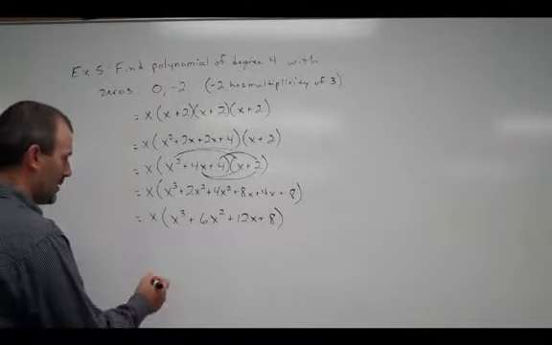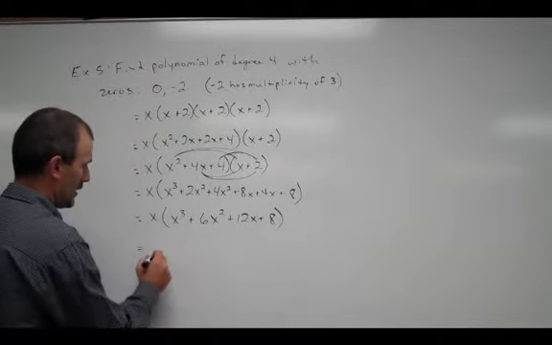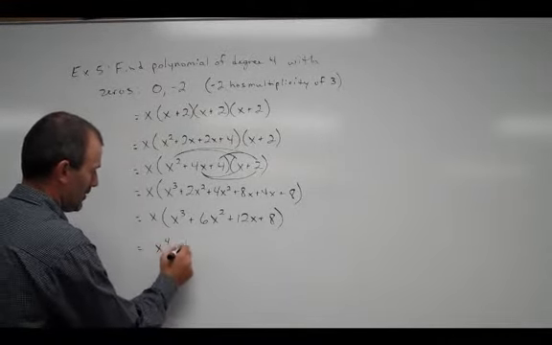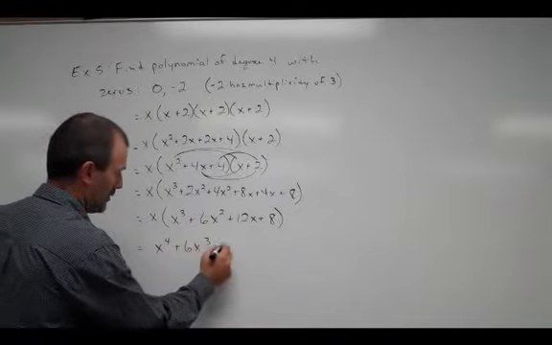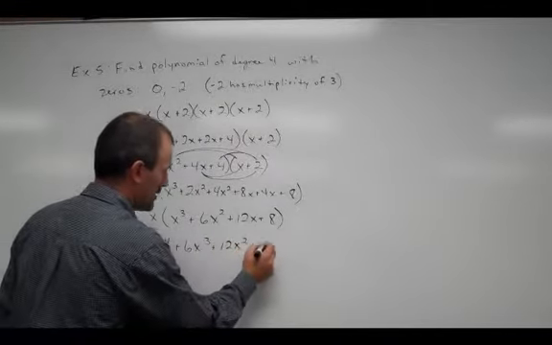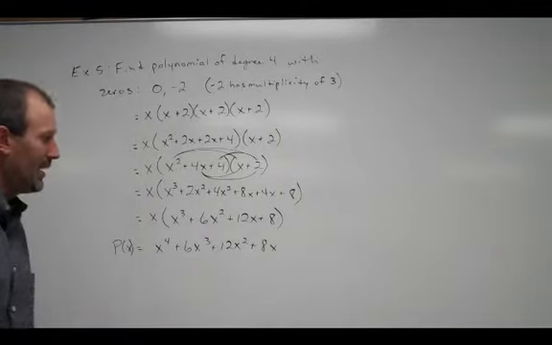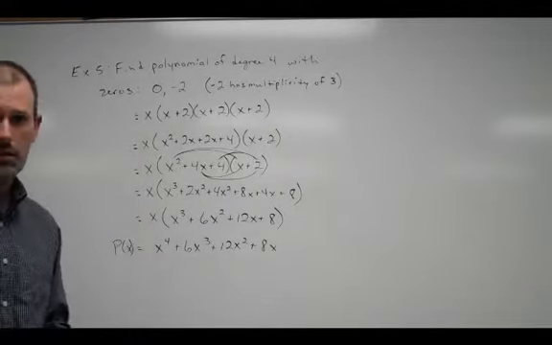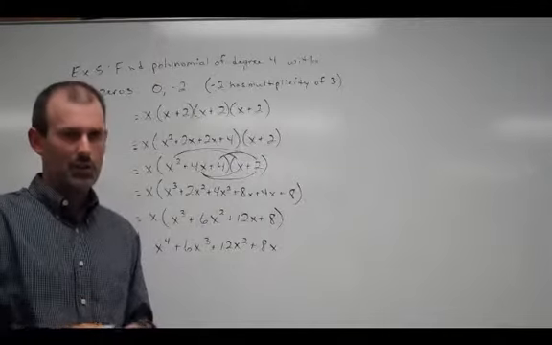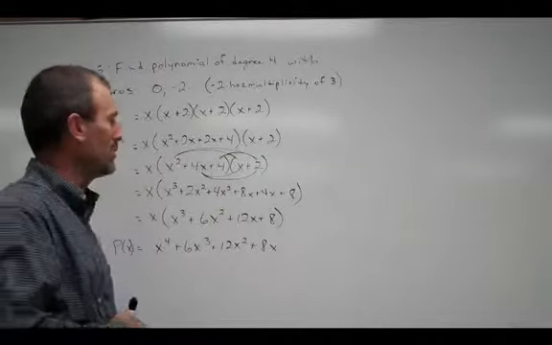And then our final step is just distribute the x. So x to the 4th plus 6x cubed plus 12x squared plus 8x is the polynomial that we find that has 0 and negative 2 as the zeros, and negative 2 has a multiplicity of 3.